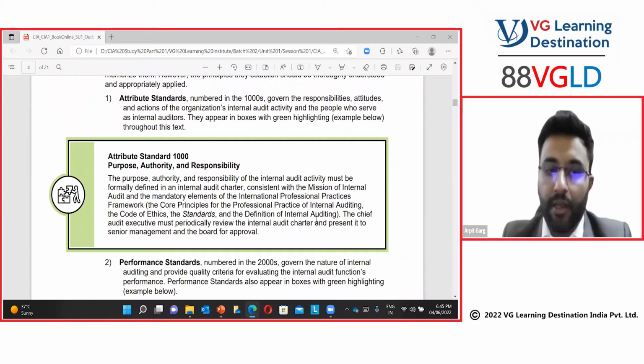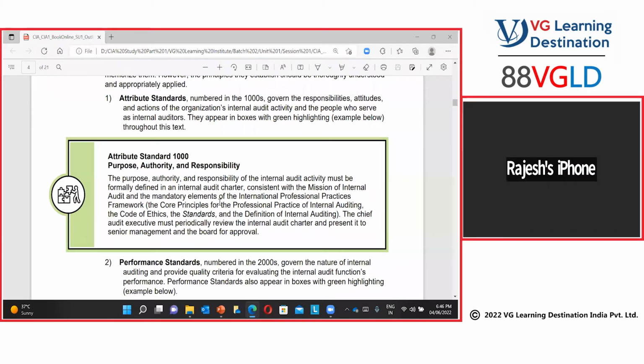Senior management may give some suggestions, may request changes, but you're absolutely right. If the examiner asks who will approve the final charter, the responsibility of approving the final charter resides with the board. That's correct. Thank you.